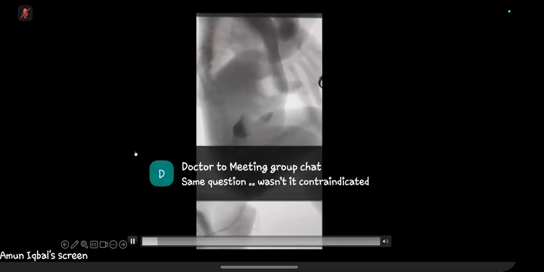And in the last few clips, I can see that there has been a resolution of the intussusception. Could you please see it again and tell me, is there a resolution or not? Because that's the question we are dealing with right now.